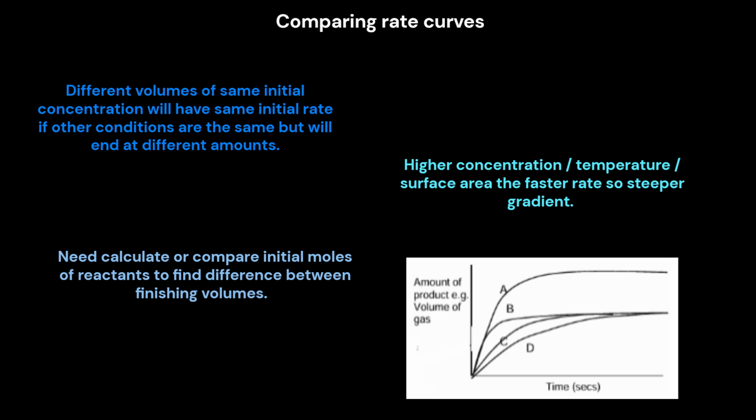Comparing rate curves. Different volumes of the same initial concentration will have the same initial rate if other conditions are the same, but will end at different amounts. The higher the concentration, temperature or surface area, the faster the rate, so the steeper the gradient. You need to calculate or compare the initial moles of reactants to find the difference between finishing volumes.